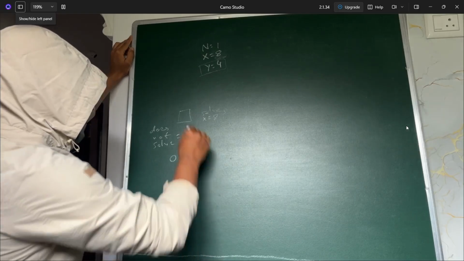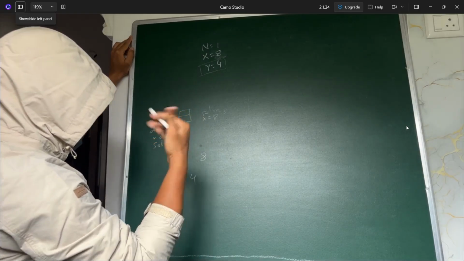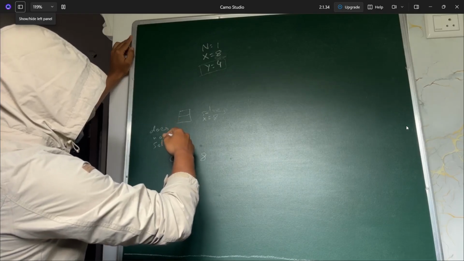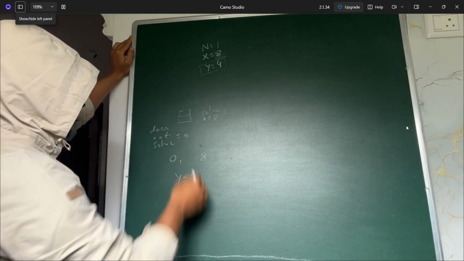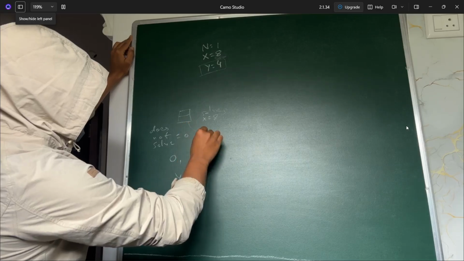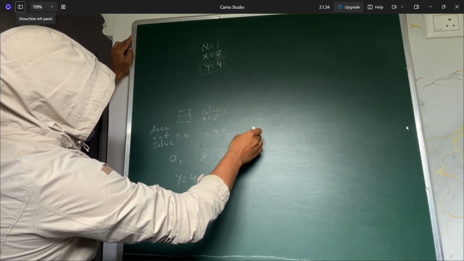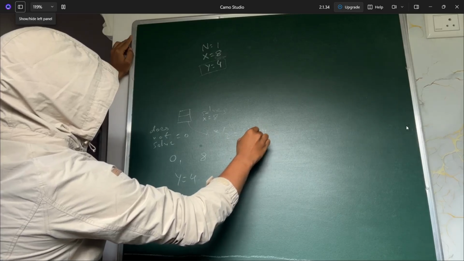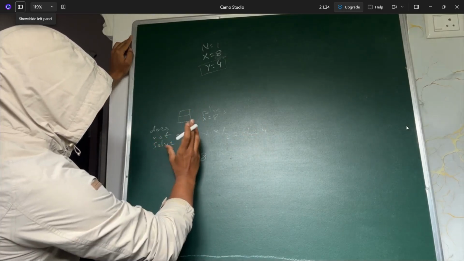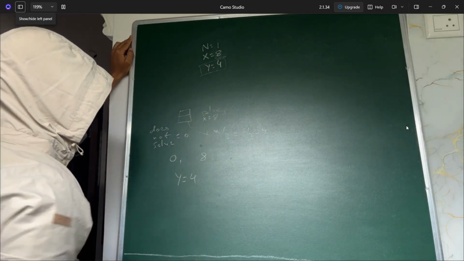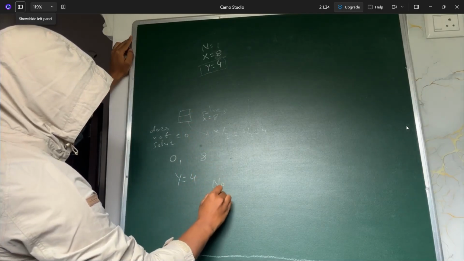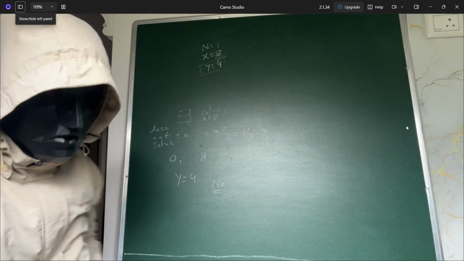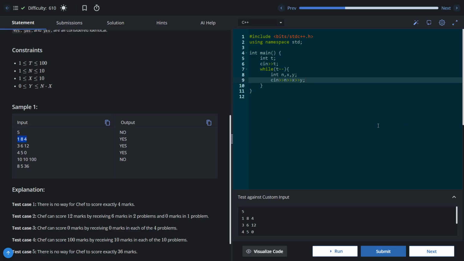How? Even if he solves that problem half, in the question they have given that either he'll get 0 marks or a total of x marks, not in between. If he solved half the problem, he'd get x by 2, so 8 by 2 is equal to 4. But in the problem they have said he'll get either 0 marks or 8 marks. So in this case he will not be able to achieve y marks, which is given in the problem as well. Let's try to understand the next one.